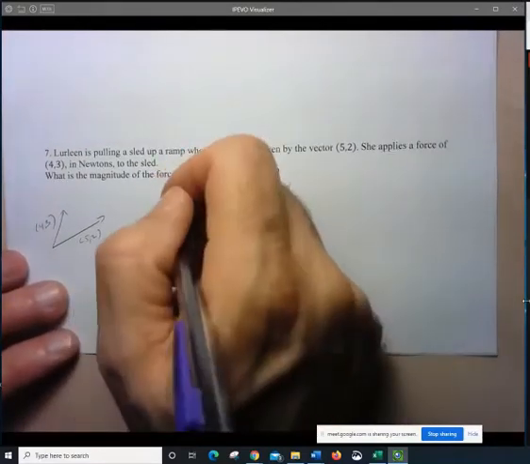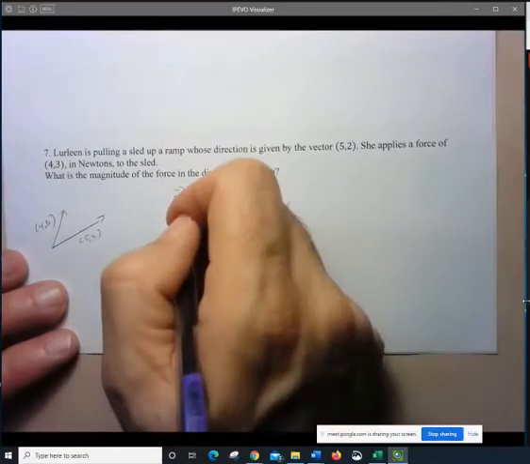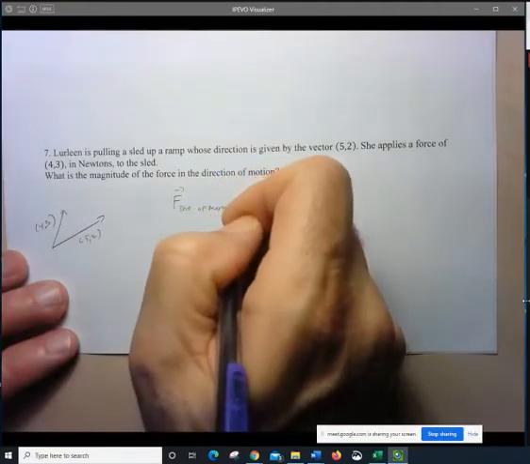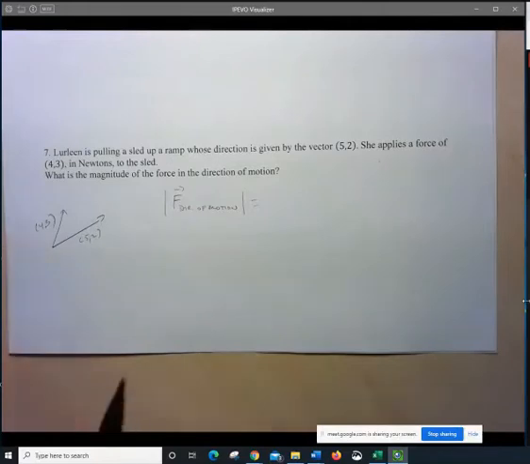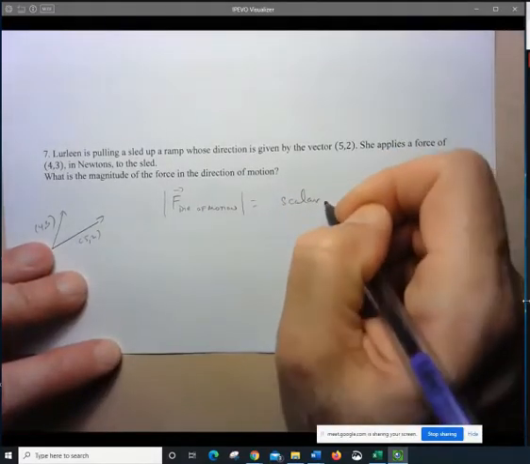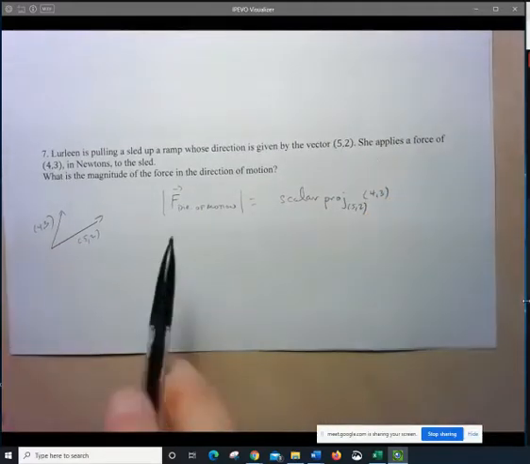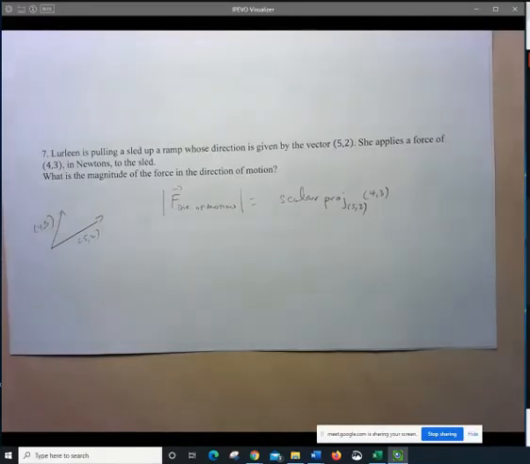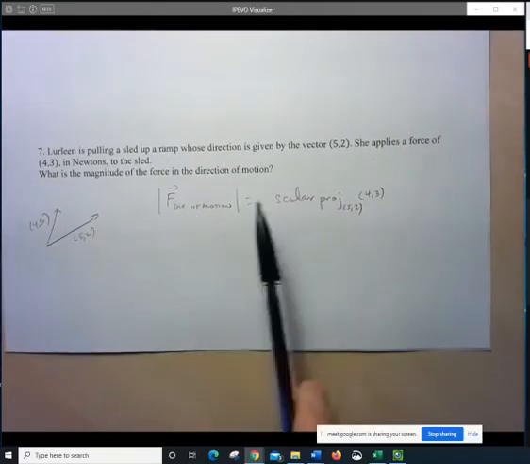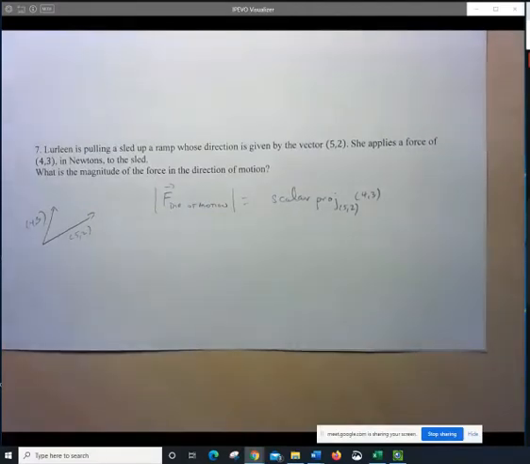If I'm looking for the numerical component of the force in the direction of motion, and in particular I'm interested in the magnitude of this force, let's take a look. I'm going to take my scalar projection of vector 4, 3 onto vector 5, 2. Since I'm only interested in the magnitude, is there something I should be adding here? What type of value can this have? What do I have to be careful of here?